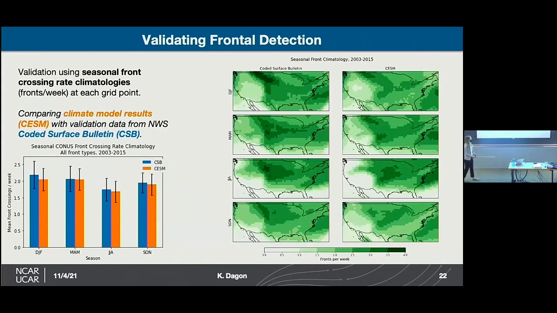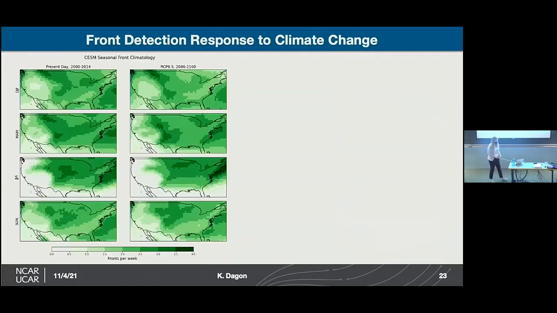So these are some spatial plots comparing, the units here are fronts per week. So again, the front crossing rates between the labeled data set on the left and CESM on the right. Maybe some under prediction in CESM, but pretty good agreement. And we wanted to do this because we wanted to make sure that we were validating the CESM output so that we could then compare across the response to climate change. So what I'm showing here is now just CESM, so just front detection with CESM, no labeled data set.